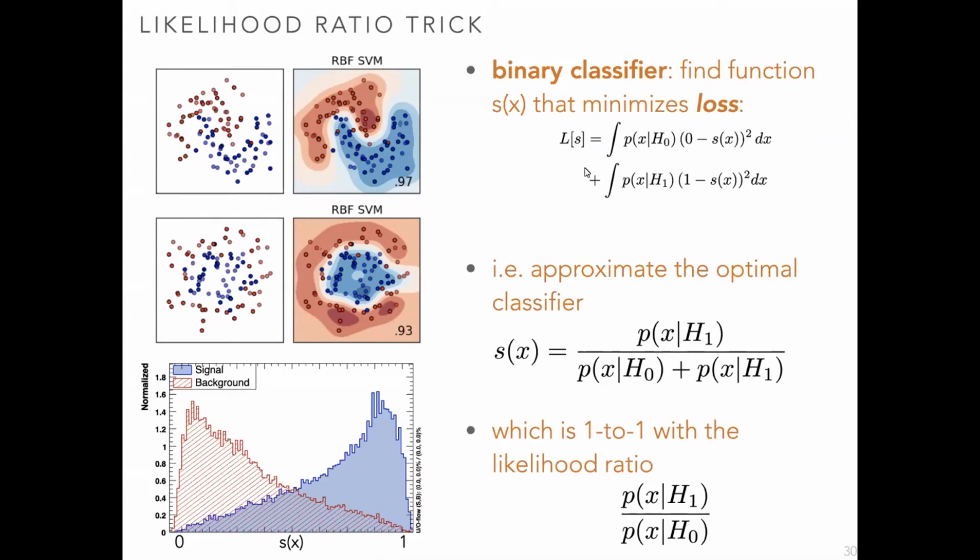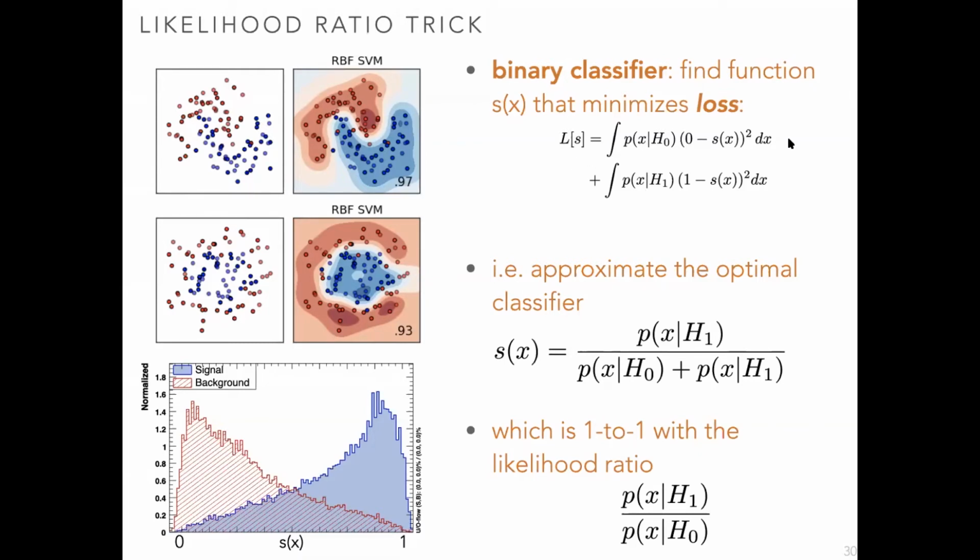And if you use calculus of variations to find the function that minimizes this loss functional, it's this. This is the Bayes optimal classifier. And that's 1-to-1 with a likelihood ratio, which if you're a frequentist, you know from the Neyman-Pearson lemma is the most powerful way of doing a hypothesis test between these two hypotheses. So this is a very principled thing to shoot for, and this is a means to an end. This is one way of learning a function that is 1-to-1 with the likelihood ratio that we would like.